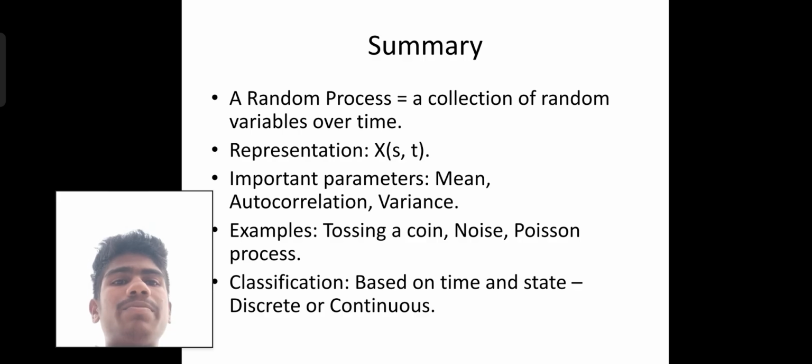Important parameters: mean, variance, autocorrelation, moments. A random process is a collection of random variables over time. Examples: tossing a coin, noise, Poisson process. The classification is based on time and state, discrete or continuous.